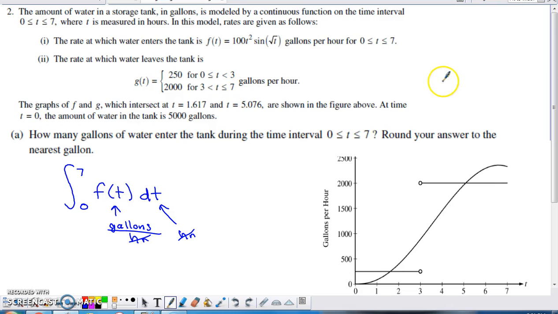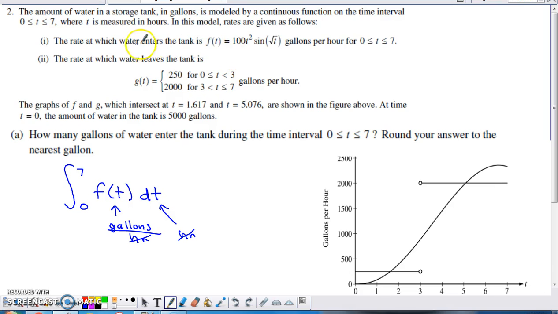And the situation that's set up here is that we have a storage tank and there's water within the tank. The amount of water, the volume of water in the tank, is going to be measured in gallons here. And it's modeled by a continuous function over the time interval 0 to 7. Our units of t are going to be hours. This model, the rates are given by f of t and g of t.